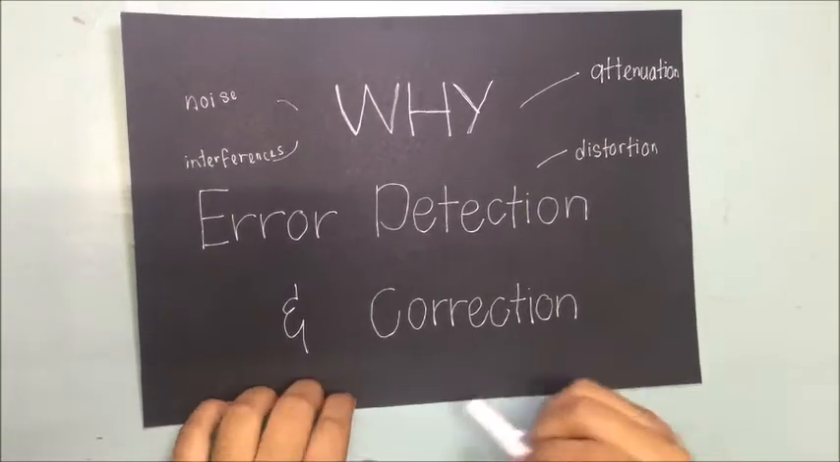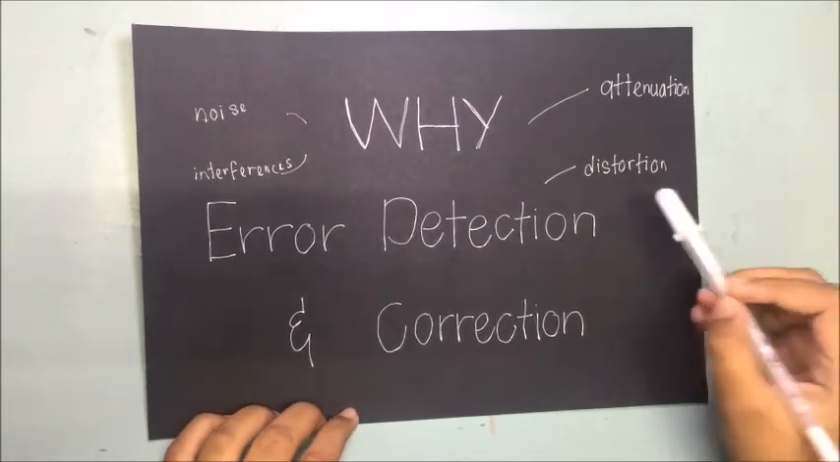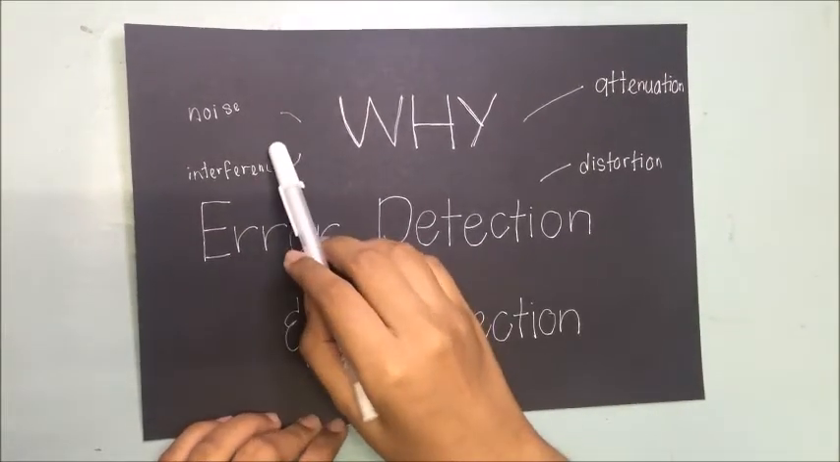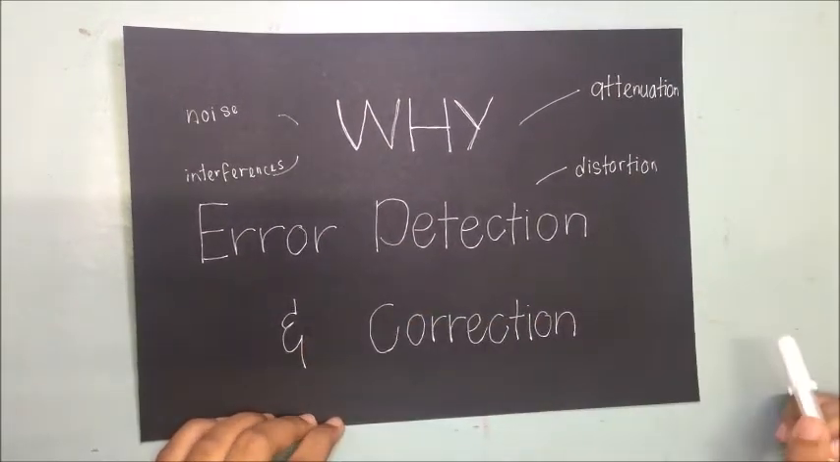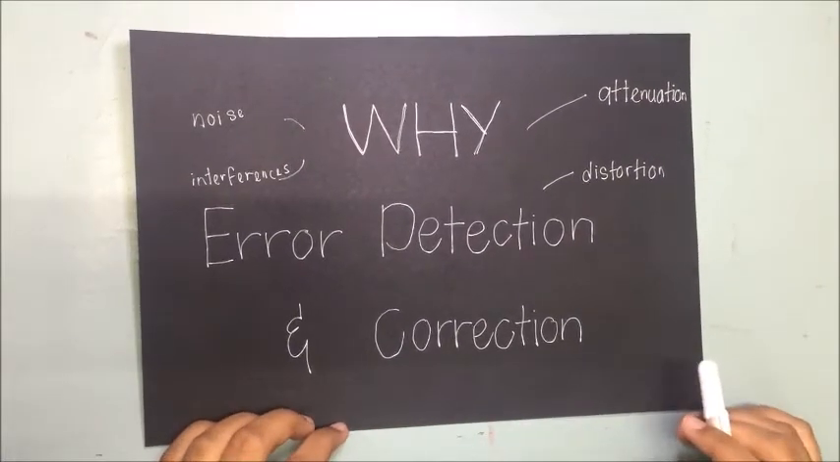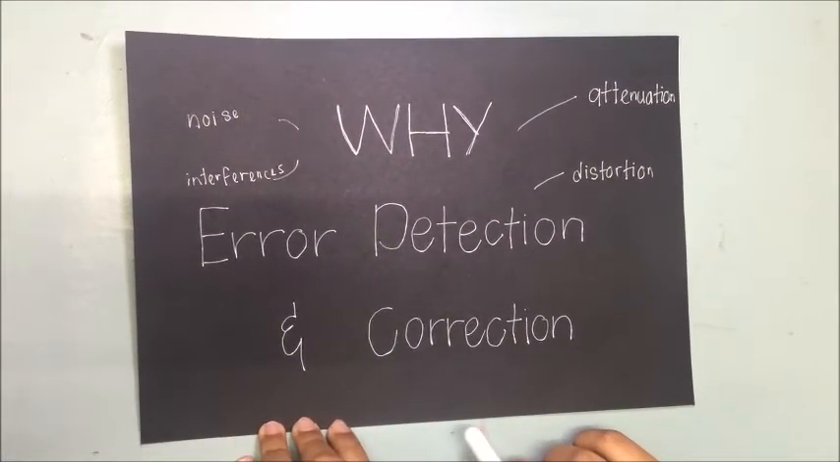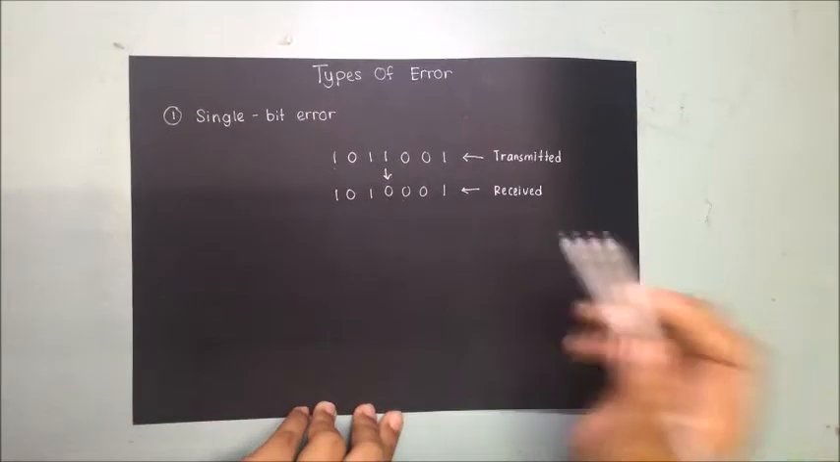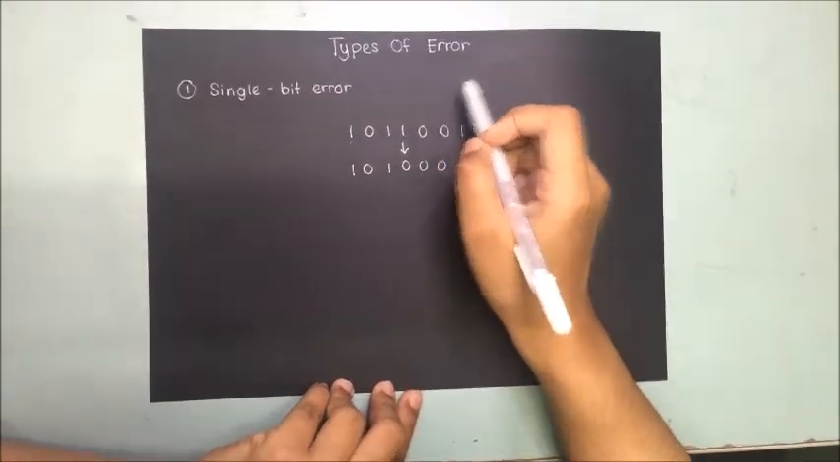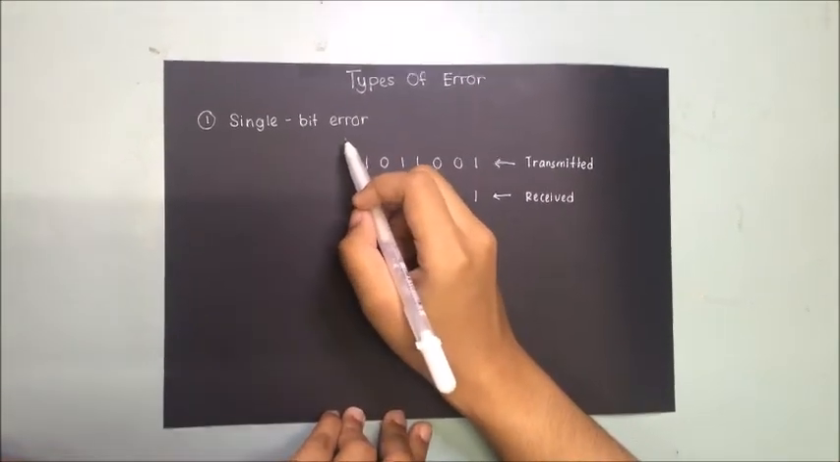As I mentioned, because of attenuation, distortion, noise, and interferences, some errors will occur, and this will lead to corruption of some of the transmitted bits. Let's see the types of error. First one is single bit error.